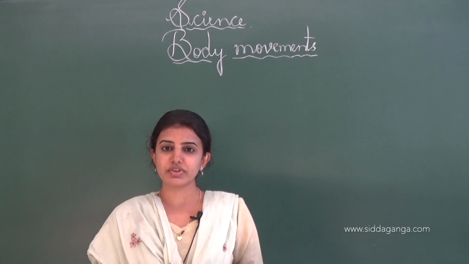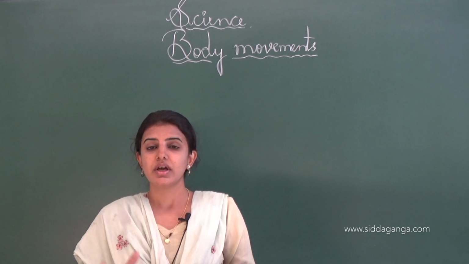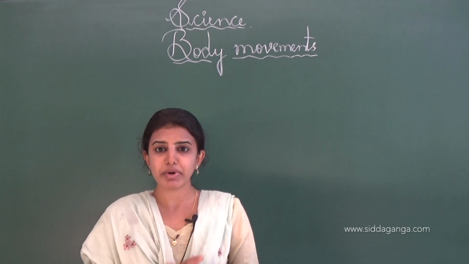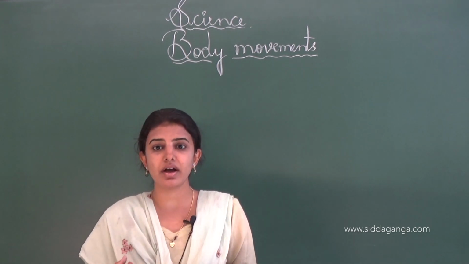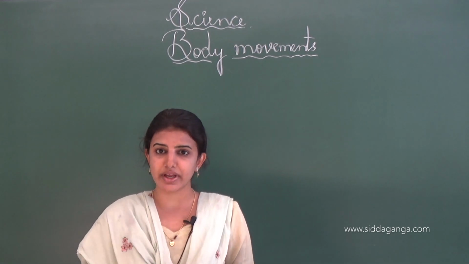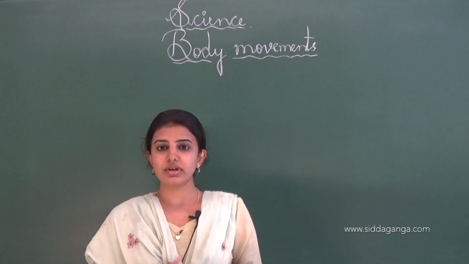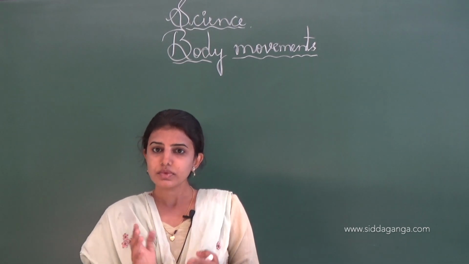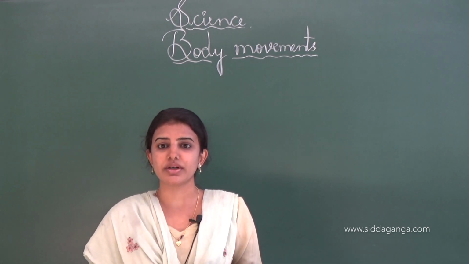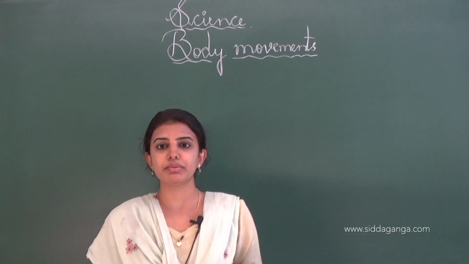Movable joints can be classified into distinct types, of which the first one is the pivotal joint. Those joints present in the neck, connecting the neck and the head portion, are called pivotal joints. The next one is the ball and socket joints. These joints are present in the shoulder region and the hip portion.